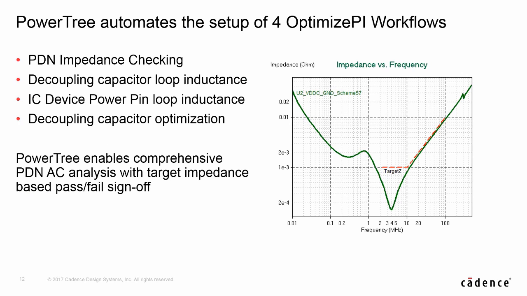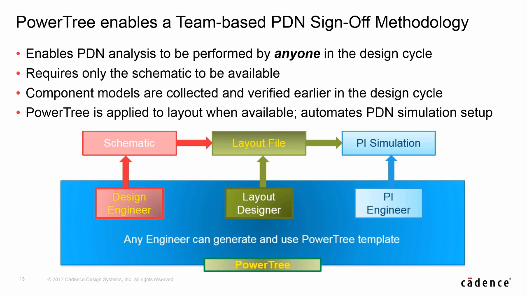In summary, this video has shown how to use PowerTree to automate 4 different types of analyses in OptimizePI. These workflows identify layout problems, optimize decoupling capacitor selection, and perform target impedance pass-fail sign-off analysis. The PDN simulation setup is automatically completed by simply applying a PowerTree. PowerTree enables anyone to contribute to PDN analysis. PowerTrees can be built as soon as the schematic is available.